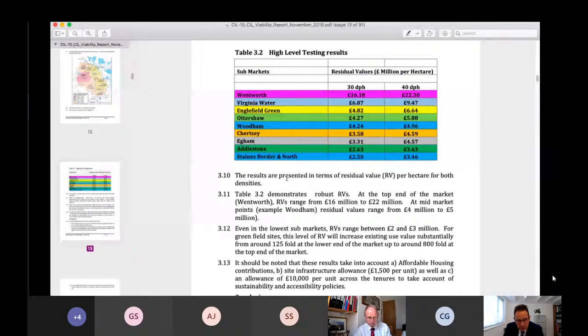Now, am I right in thinking that of that 3.58 million, you would then have to deduct the land costs, the land value, from that, and then what you've got left over could, in theory at least, support a CIL? Is that correct?